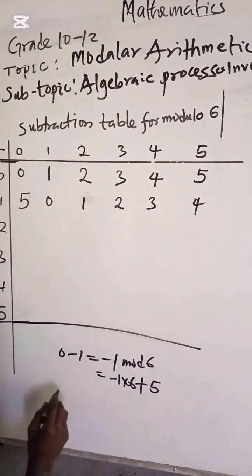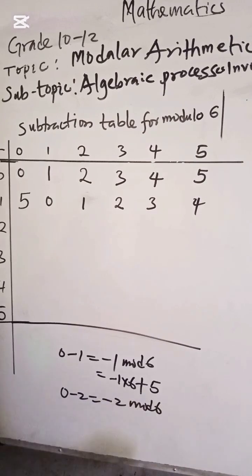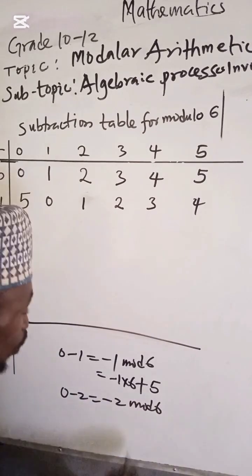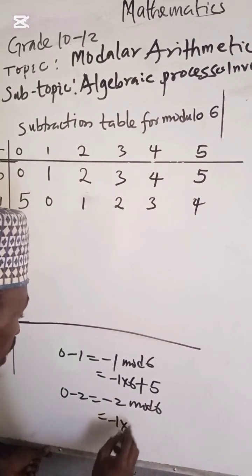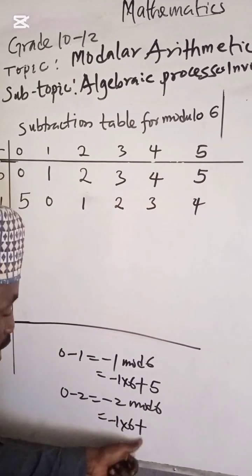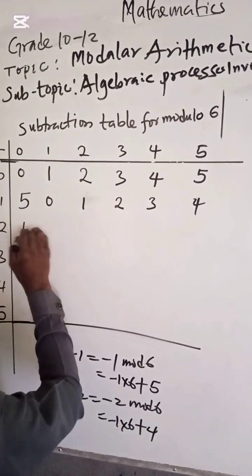Now, 0 minus 2. 0 minus 2 is minus 2 mod 6. We can't have a negative value. What do we do? We have to manipulate through this. So we have minus 1 times 6 plus, what do we have with 6 that will give us minus 2? That is plus 4. Therefore, this place is 4.